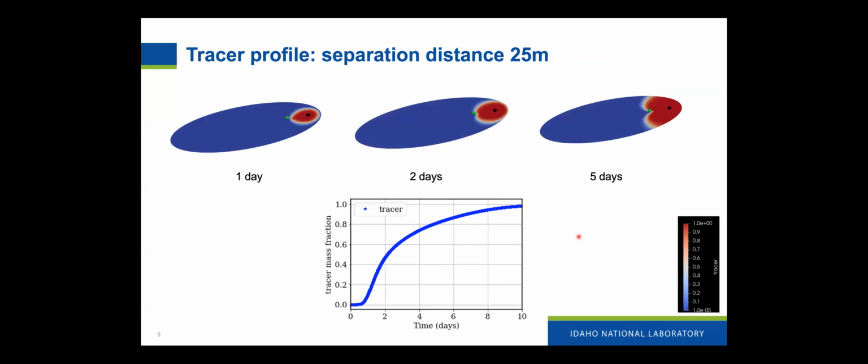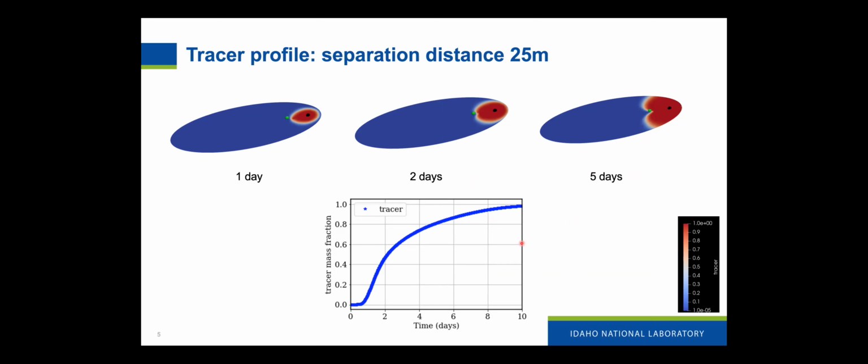In a similar fashion, this slide shows the tracer mass fraction profile evolution with the number of days, similar to how the temperature profile looked. As the number of days has been increasing, we see that the production location is reaching a tracer mass fraction of a unity value, and this can also clearly be seen in the plot on the bottom.